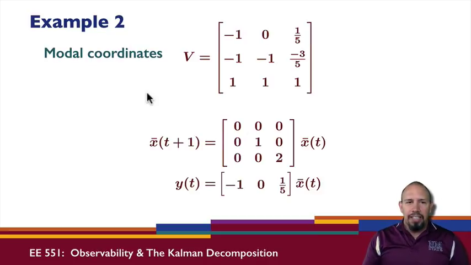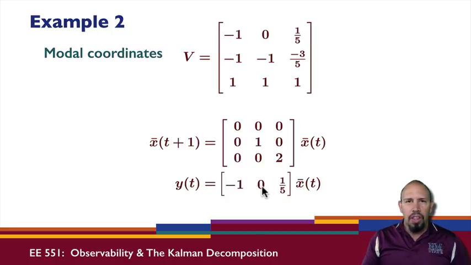If we now take this system and put it into modal coordinates, here's my eigenvector matrix. I put it into modal coordinates and I get this, and I can see that here I have a column of zeros. So this is diagonal 0, 1, 2. I have a column of zeros. This column of zeros tells me my system is not observable.